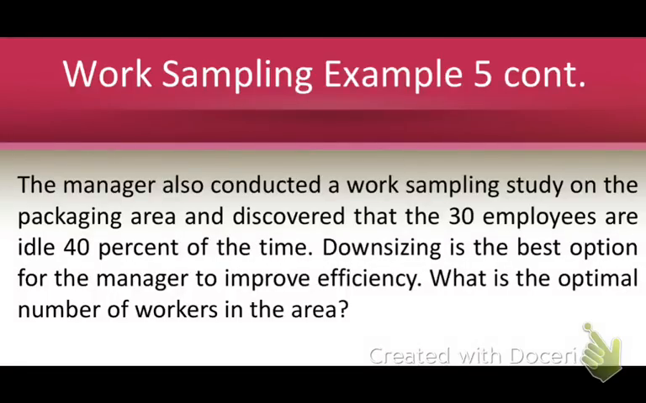To continue, example 5. The manager also conducted a work sampling study on the packaging area and discovered that the 30 employees are idle 40% of the time. So downsizing is the best option for the manager to improve efficiency. What is the optimal number of workers in the area? So we just want to know kung ilan ba dapat ang employees na naandun sa area na yun, given that 40% of the time yung 30 employees na yun ay idle.